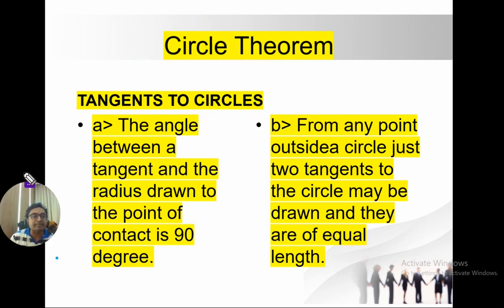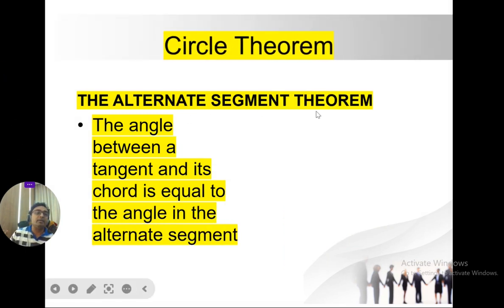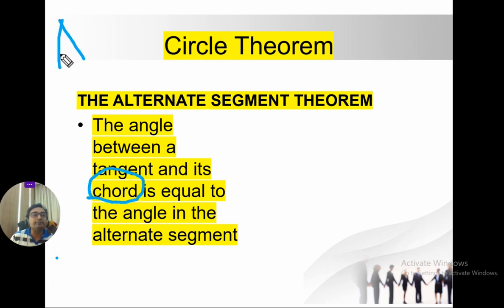अच्छा, one more thing is there, just a second, alternate segment theorem. Alternate segment theorem, what it is telling, the angle between a tangent and its chord is equal to the angle in the alternate segment. अभी आता है one more term, chord. क्या आया? chord. हमने पहले क्या डिस्कस किया? arc. Now we are discussing chord.